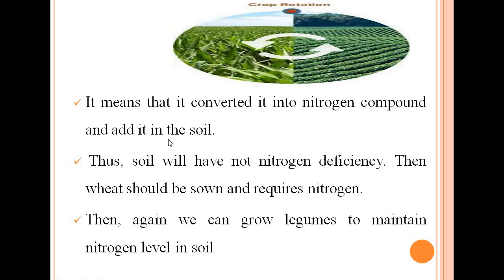So the farmers need not add nitrogenous fertilizers. Why? Because the soil will not have nitrogen deficiency. So again we can grow legumes to maintain the nitrogen level in the soil. So in this way, by the crop rotation method, the soil might be enriched in certain concerned nutrients.